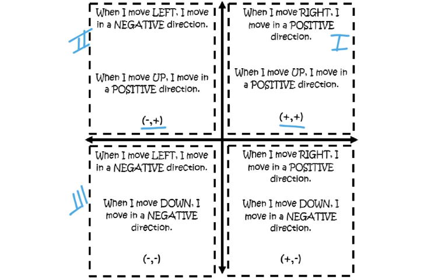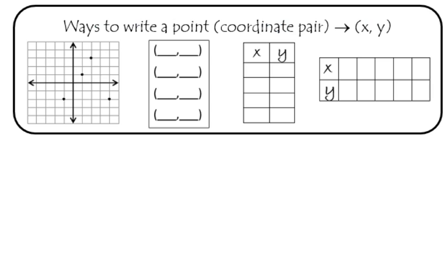And this here is quadrant 3. So in this quadrant, you're going to move left, which is negative, and then you're going to move down, which is negative. So in your ordered pair, both your x and your y are going to be negative. And then finally, in quadrant 4, you're going to move right, which is positive, and down, which is negative. So your ordered pair will be a positive in the x and a negative in the y.